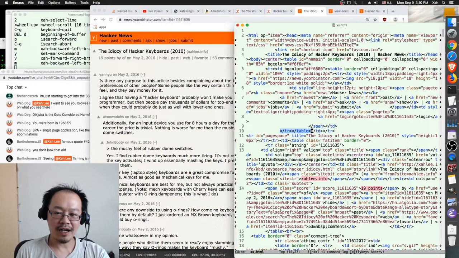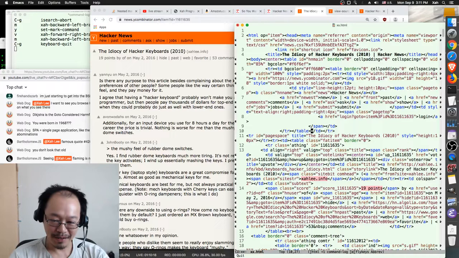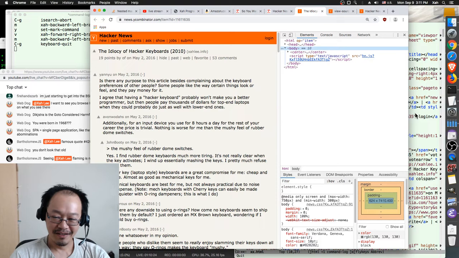So Hacker News, you know, the Paul Graham. I suppose originally this is written by Paul Graham. So they are still like from 1999.